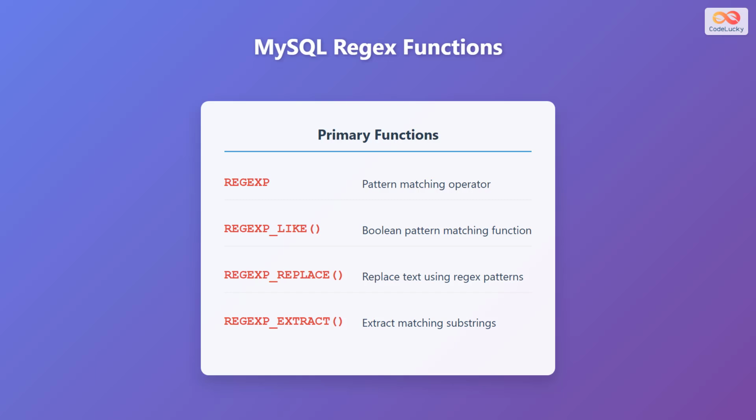MySQL offers a set of functions to perform regular expression operations. The REGEXP operator is used for basic pattern matching. REGEXP_LIKE is a function that returns a Boolean value, indicating whether a pattern is found. REGEXP_REPLACE allows you to replace text that matches a regex pattern. Lastly, REGEXP_SUBSTR lets you extract the substring that matches a specified pattern. These functions provide powerful tools for manipulating text data in MySQL.